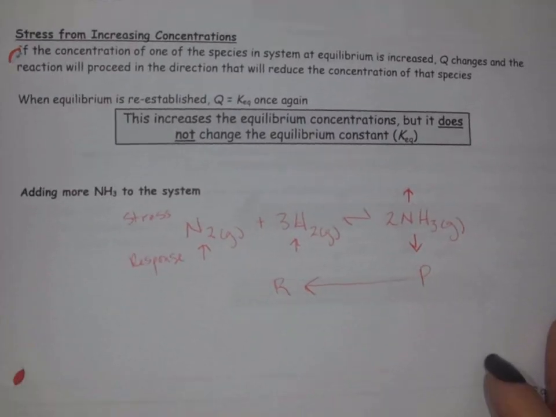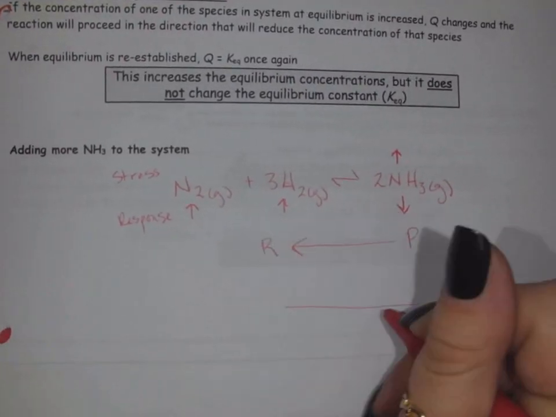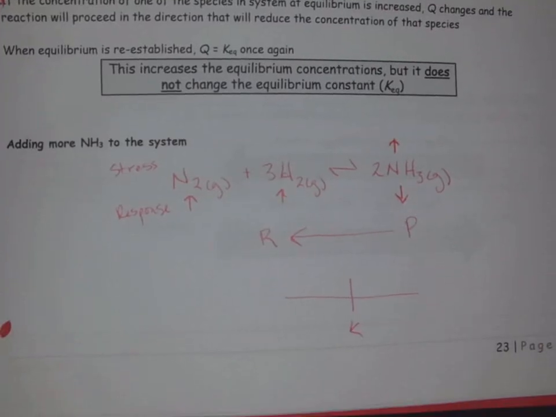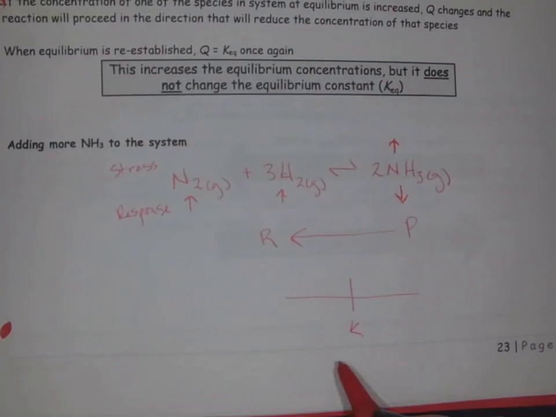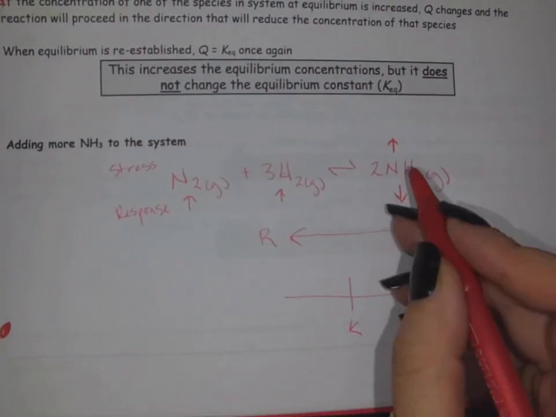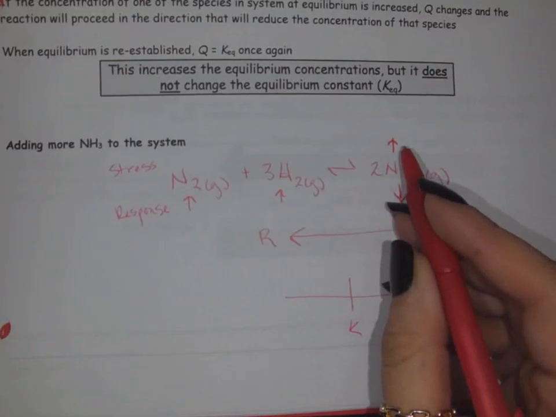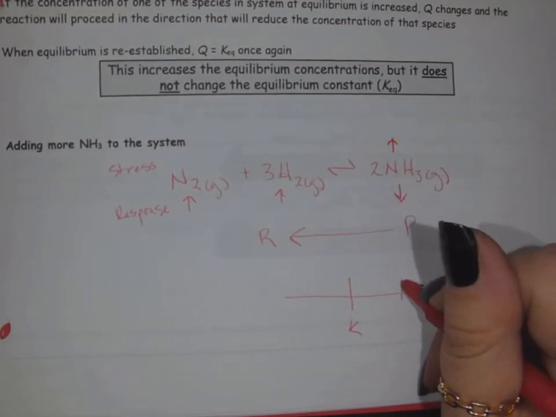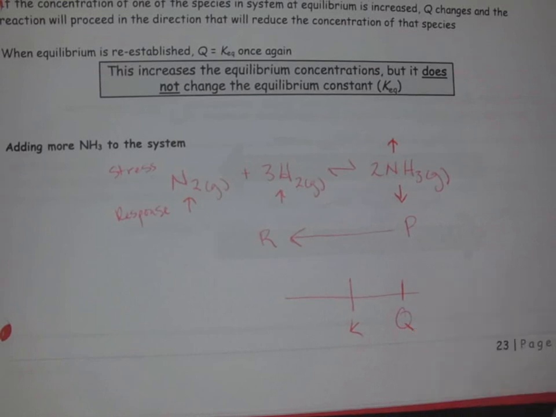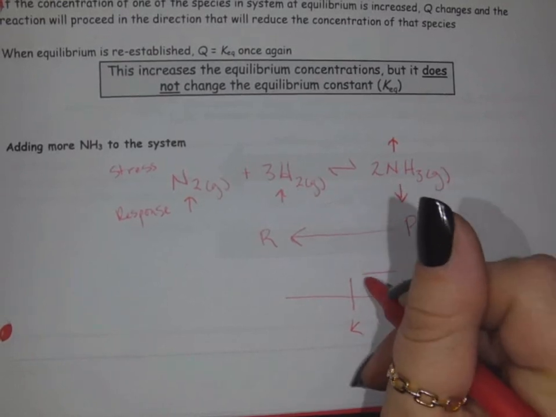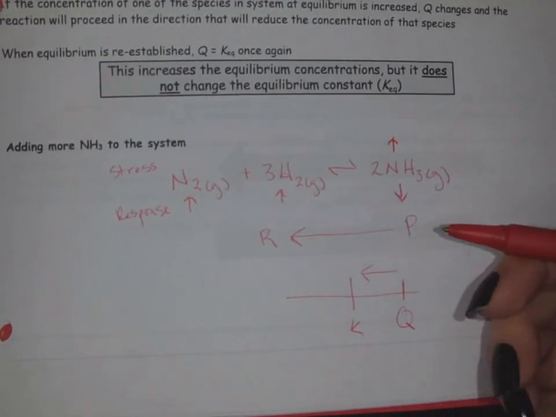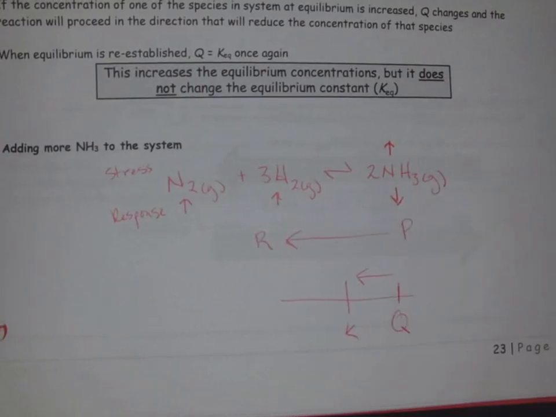Another thing I could ask you would be about the Q value, that Q was equal to K, but then I added this stress. And so then what happened to Q? Well, that means that Q increased because now it's going to try to get back to where K is because I'm favoring the reverse reaction.